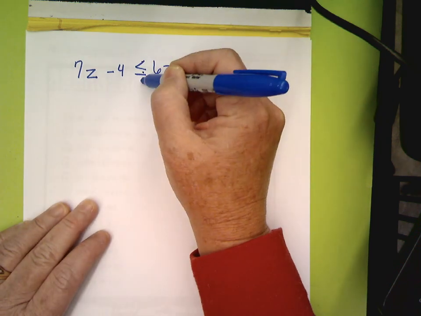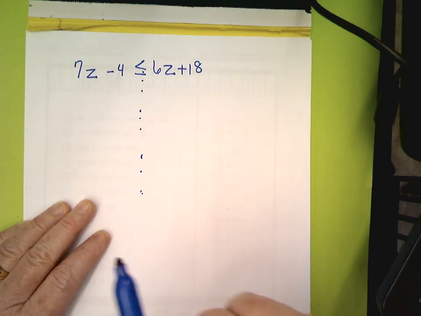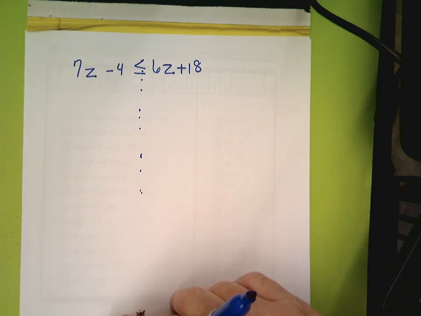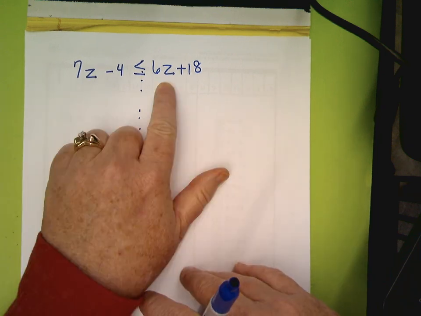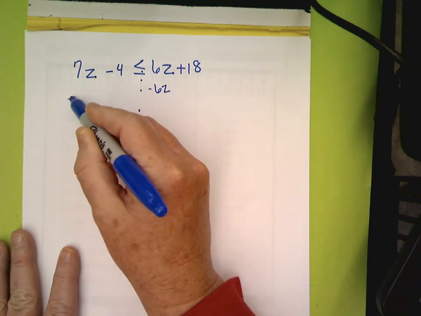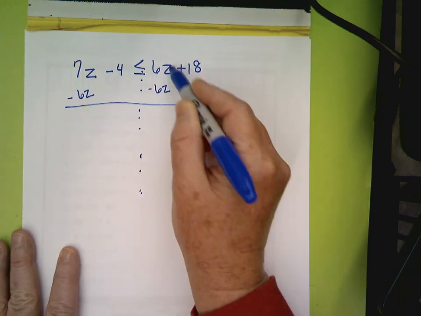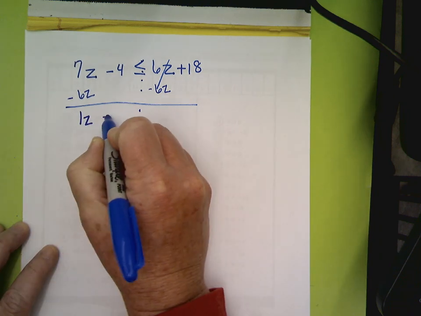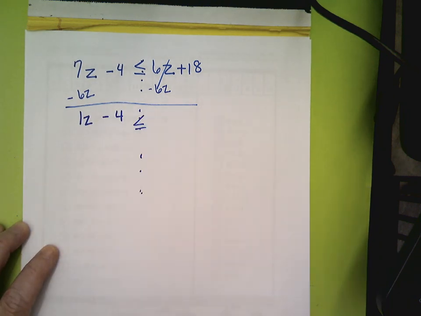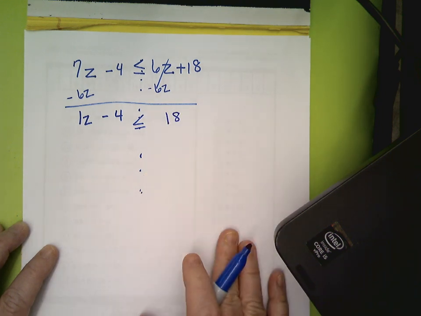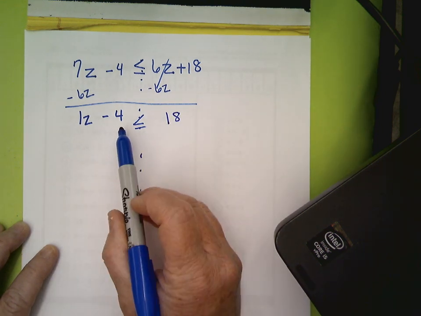And we're going to start solving this one by moving all of the variables to one side. Now, I'm going to start by moving this 6z. It's positive. I'm going to subtract it from each side. When I do that, I get 1z minus 4 is less than or equal to 18. And then I'm going to move that 4.